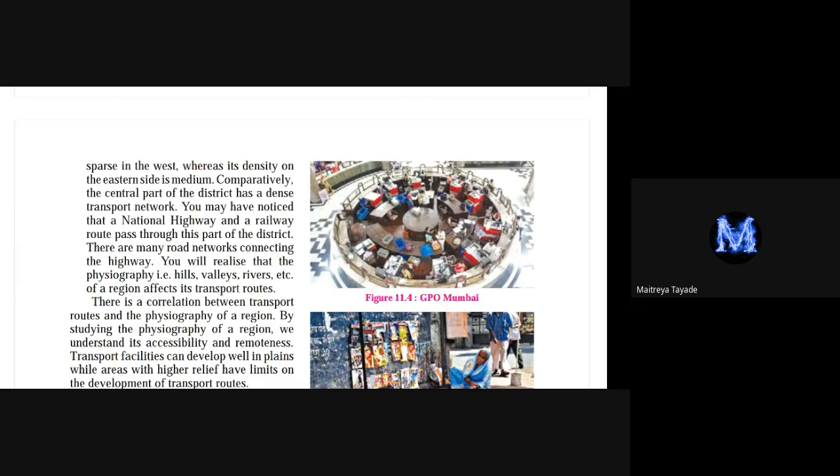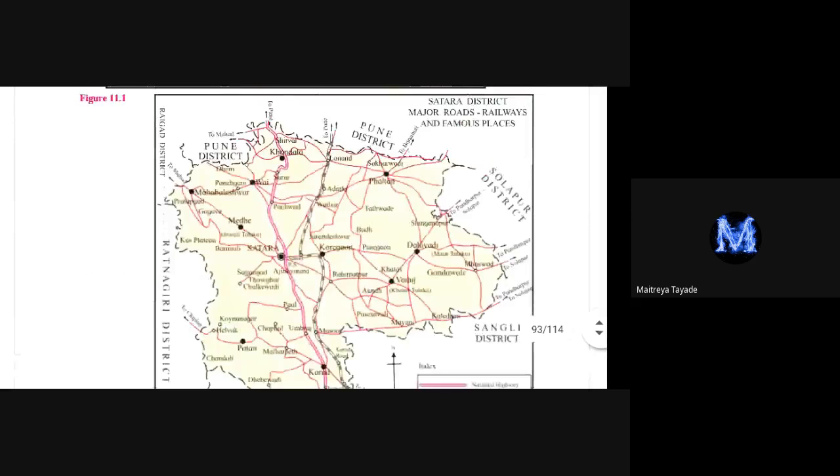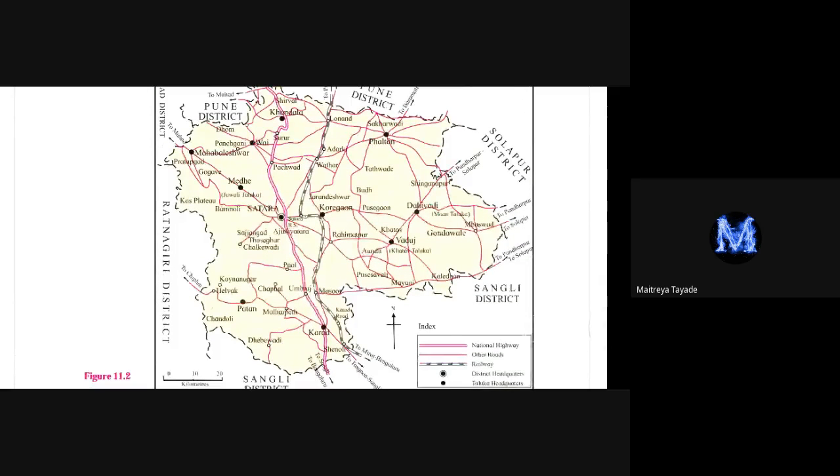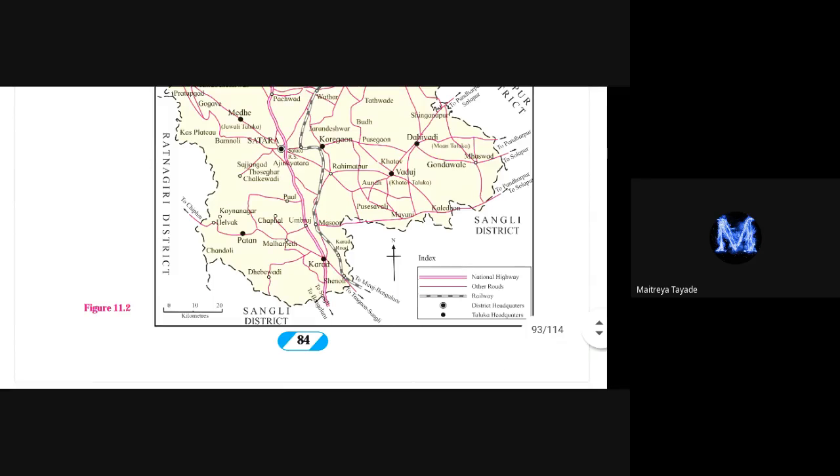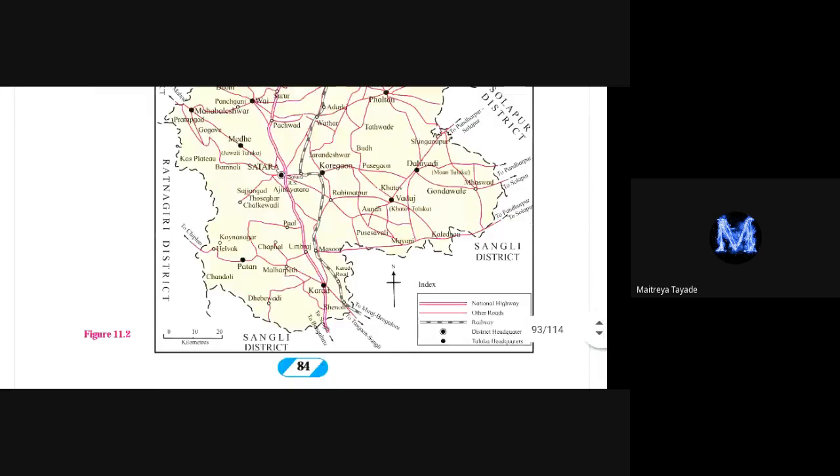You may have noticed that a national highway and a railway route pass through this part of the district. From the central part, you can see there is a national highway. It is going to Pune from here, and it is going to Bangalore from this south part. And there is also a railway line to Pune and to Tasgaon, Sangli, right? You can easily see here.